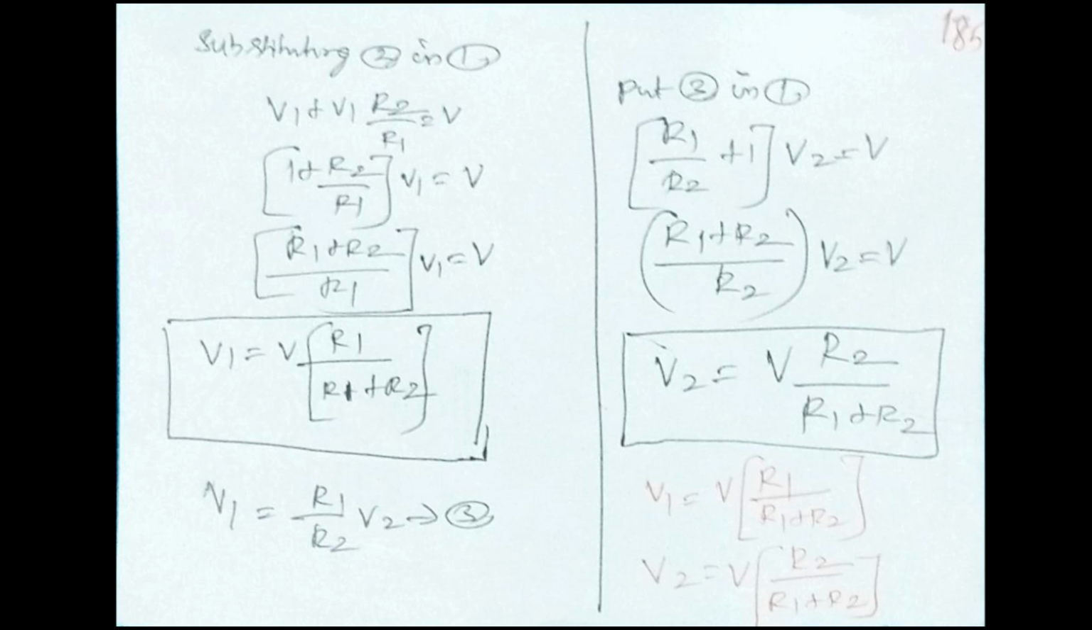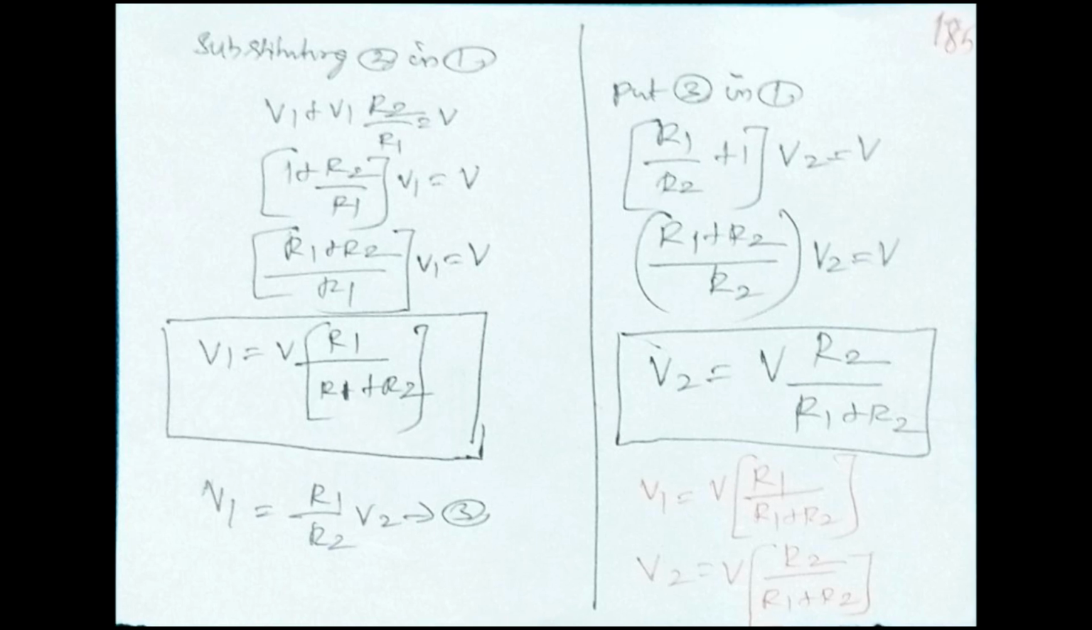Substituting 2 in 1: V1 plus V1 R2 divided by R1 is equal to V. 1 plus R2 divided by R1, into V1, is equal to V. R1 plus R2 divided by R1, V1 is equal to V. V1 is equal to V R1 divided by R1 plus R2. V1 is equal to R1 divided by R2, V2; that is the third equation.